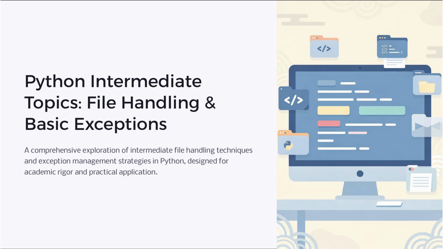File handling in Python involves opening, reading, writing, and closing files efficiently. Mastering these techniques is crucial for data manipulation and storage. Exception management ensures robust code by handling errors gracefully, preventing crashes. Understanding try-except blocks and custom exceptions enhances program reliability and user experience.